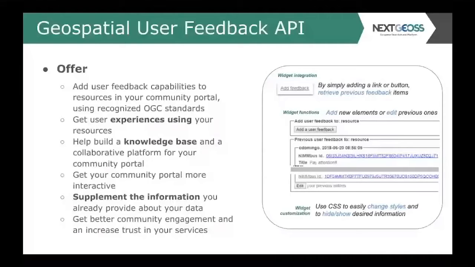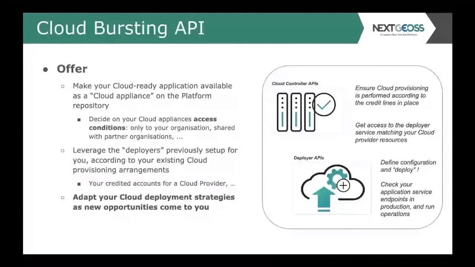And finally, the Cloud Bursting Service Bundle. And for the users of this collection of APIs, we provide cloud controller APIs to ensure that cloud provisioning is performed according to the credit lines that are in place. So people need to have a contractual or a sponsored access to cloud computing resources, of course. And then getting access to so-called deployer APIs, where a user will define a configuration and deploy a packaged application on selected cloud.